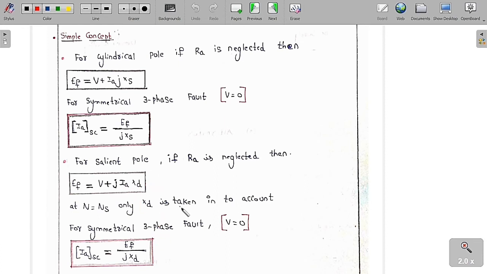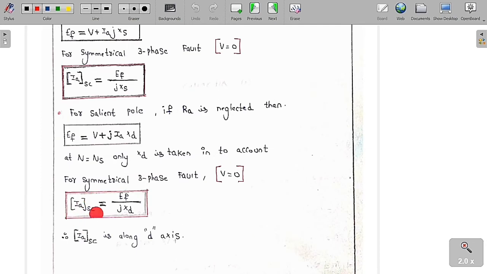So therefore, whenever a three-phase fault occurs for a cylindrical pole and a salient pole machine, these are the equations that we are going to get for the armature current under this three-phase fault. So we have to replace this Xs by Xd, because at Nr equal to Ns, we have to take only the direct axis reactance, but not the quadrature axis reactance.